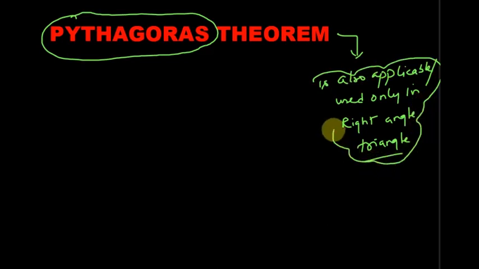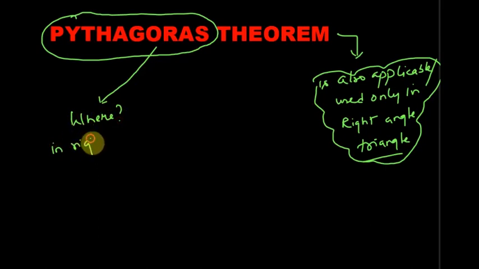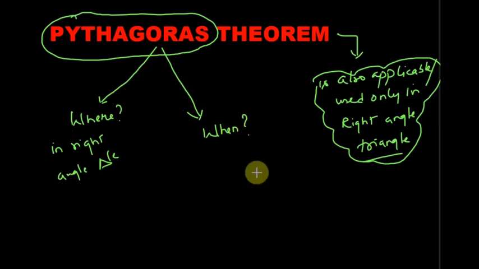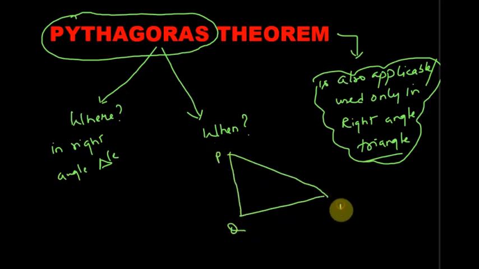So now we have a clear idea about Pythagoras theorem, where to apply: in right angle triangle. Now when to apply, this is also a question, right? When to apply, like in what condition we are going to use Pythagoras theorem. Very simple. If we have one triangle, first of all, this triangle should be right angle triangle. Only then we can apply, right? Where to apply? In right angle triangle.